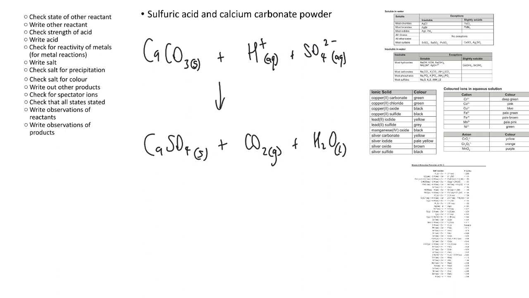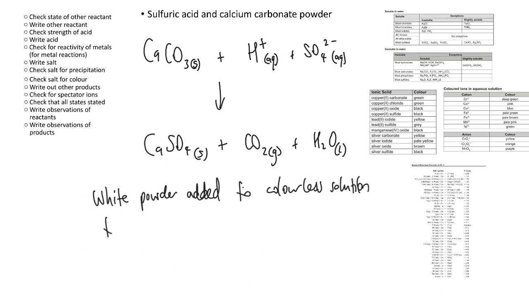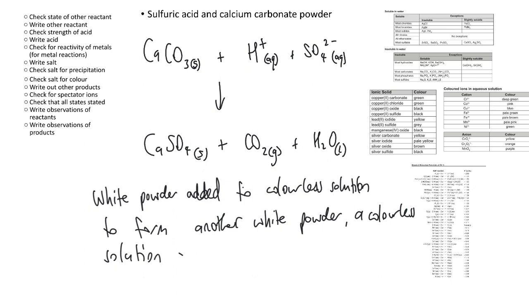Write observations for this. What color is the calcium carbonate? It's a white powder. White powder added to clear, I don't need clear, I just need colorless solution. Colorless solution to form another white powder, a colorless solution, and a colorless, odorless gas. And that is the carbon dioxide.